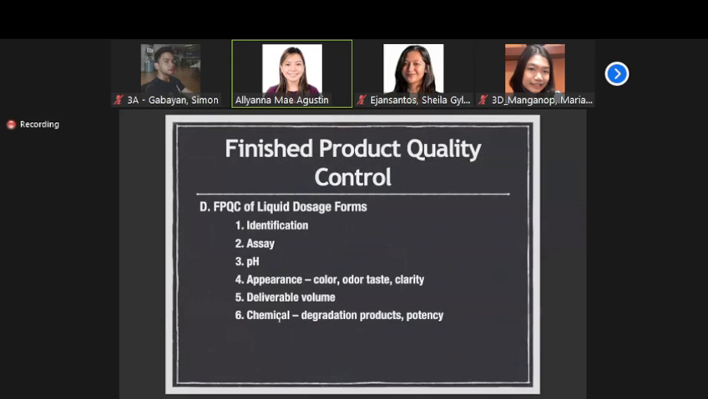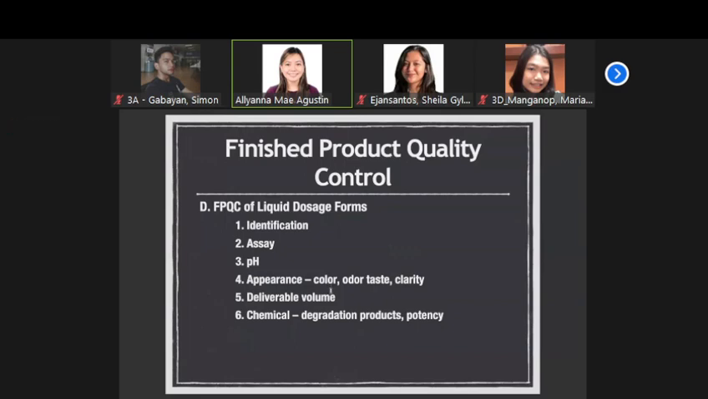Okay, and then we have your liquid dosage form. So, liquid dosage form, so we also check the pH, the appearance, the color, odor, and taste, no? So, of course, di ba, the color of the syrup should be parallel to or correspond to its flavor, no? Or the odor and the taste, no? So, for example, strawberry flavor ang syrup. Of course, expect natin na color pink at amoy strawberry.